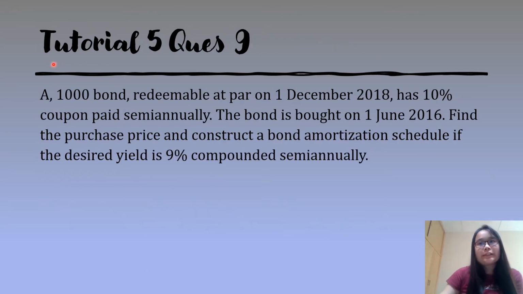So regarding the premium bond, let's discuss a tutorial question, which is tutorial 5, question 9. A 1000 bond redeemable at par on 1st December 2018 has a 10% coupon paid semi-annually. The bond is bought on 1st of June 2016. Find the purchase price and construct a bond amortization schedule if the desired yield is 9% compounded semi-annually.